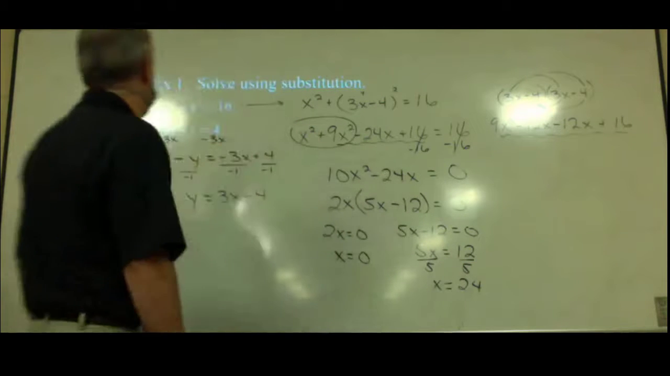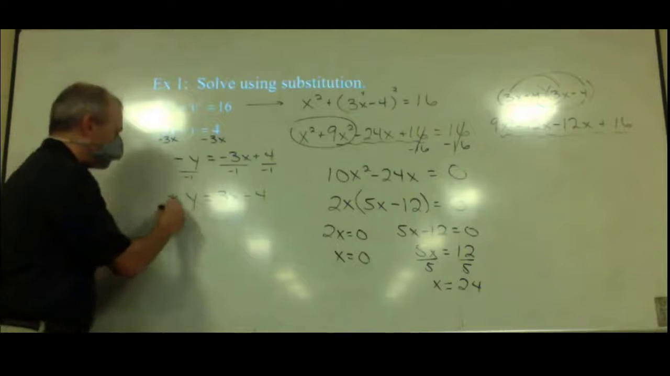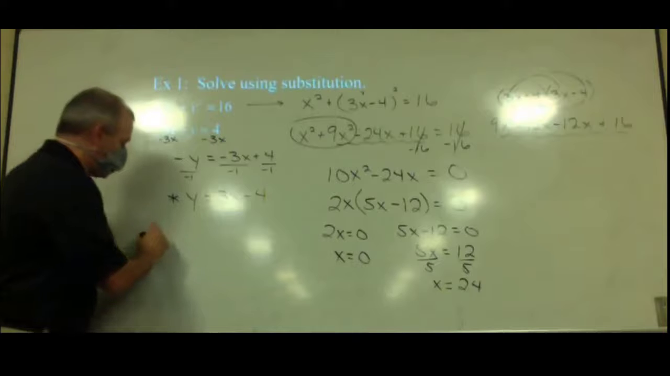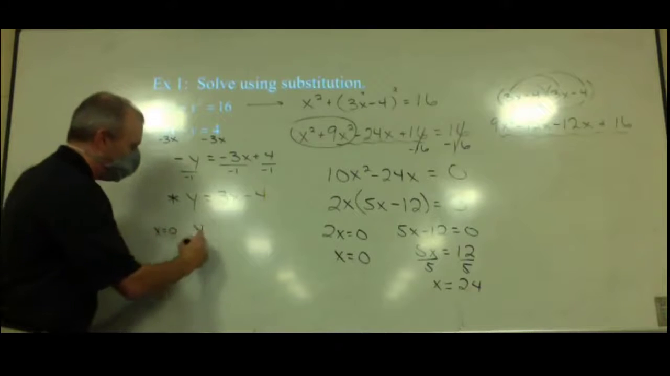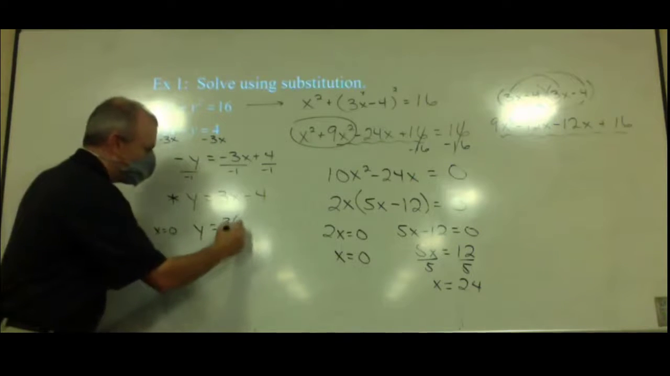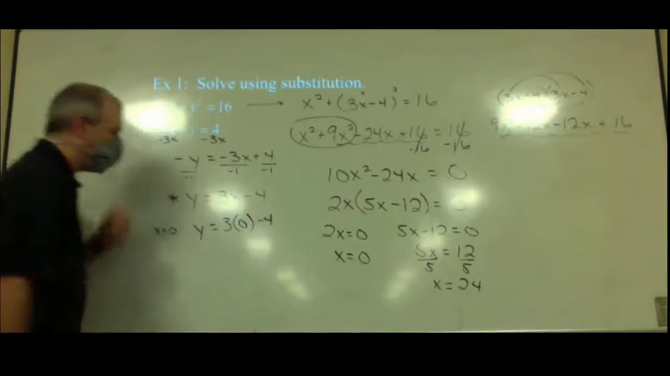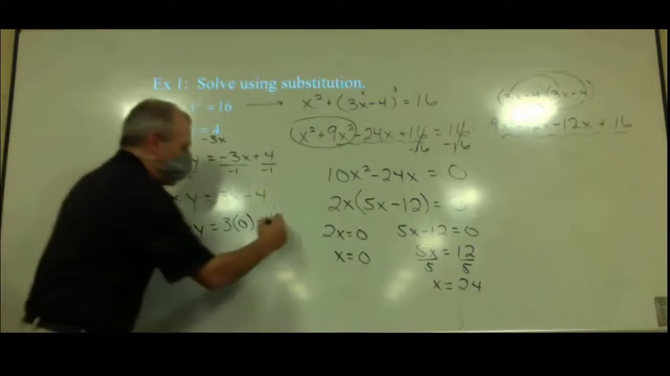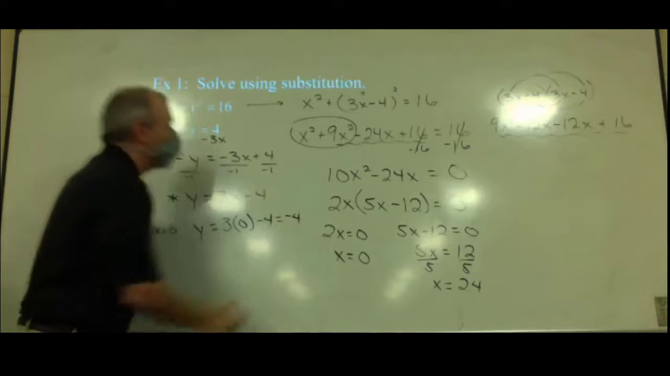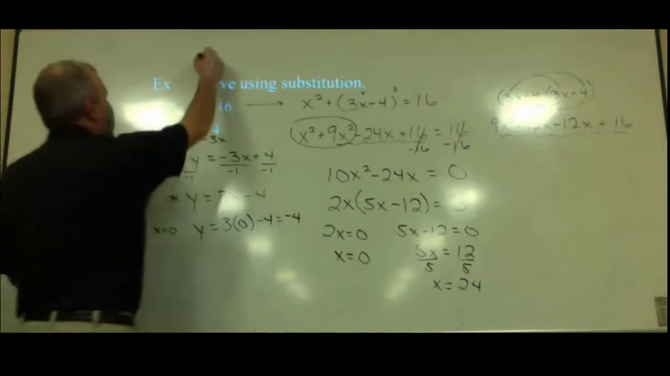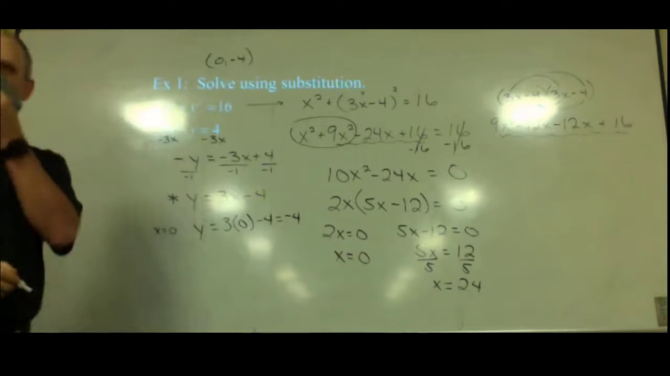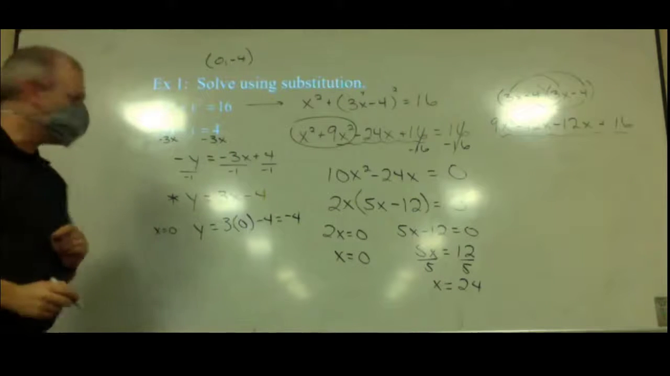So where's our equation? Right here. You're going to plug it back into here. So for the first one, when x equals 0, we're going to get y equals 3 times 0 minus 4. What will that be? -4. And I'm going to put this up here. So 0, -4 is one of our solutions. That's one point where it's going to cross.